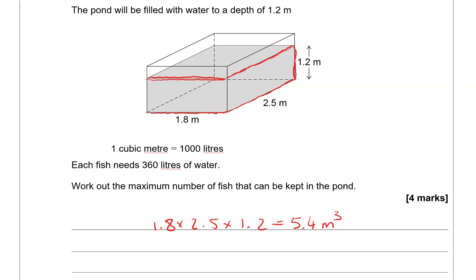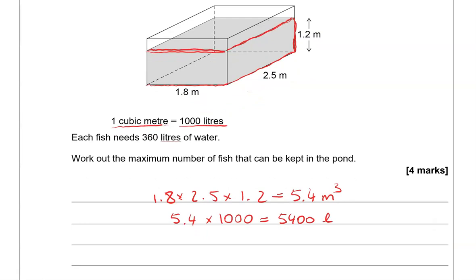So how many liters is that? 1 cubic meter is 1,000 liters. So we're going to multiply 5.4 by 1,000, and that will give us 5,400 litres. So that's how much water there will be in the pond.